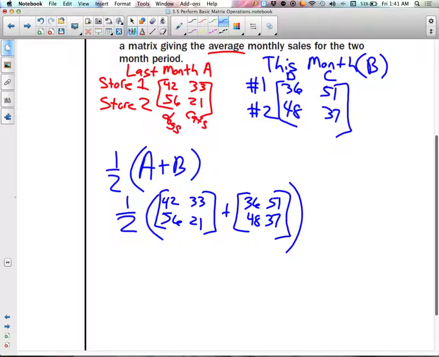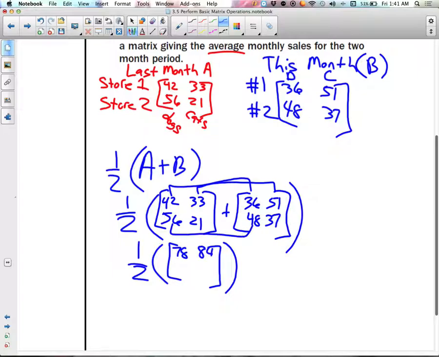So we'll start inside the parentheses. We'll add first, and then we will take half of that. So we're going to add the corresponding elements. 42 with 36 gives me 78. And then 33 plus 51 is 84. 56 plus 48 is 104. And then 21 plus 37 gives me 58.